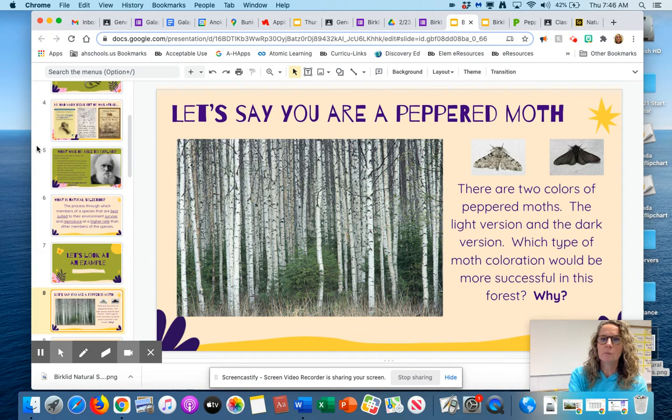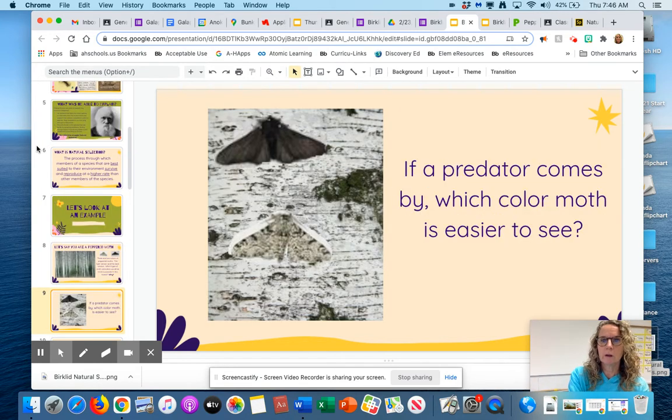Now, which type of moth coloration would be most successful in this forest? Because they don't get to choose what color they are, right? Their genetics determine that. And why would you want to be the white one? Well, because you would have camouflage, and camouflage is really important in the natural environment. So if a predator comes by, which color moth is easier to see? It's definitely the dark colored moth.